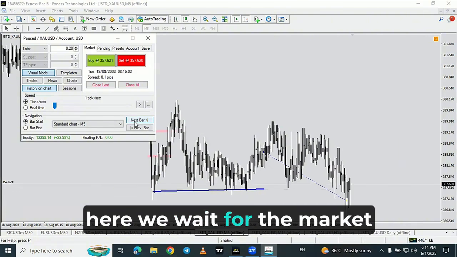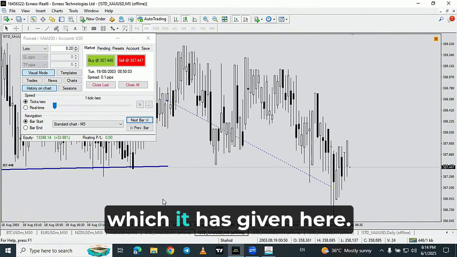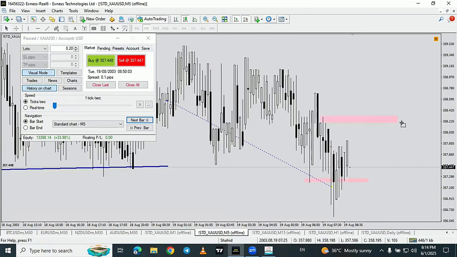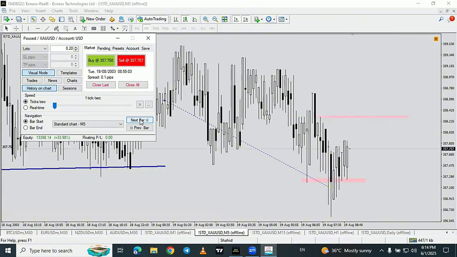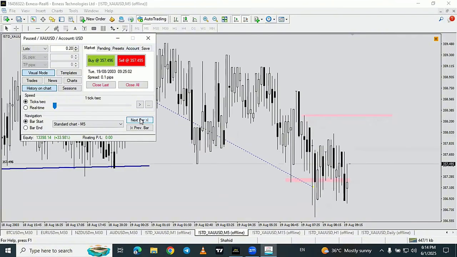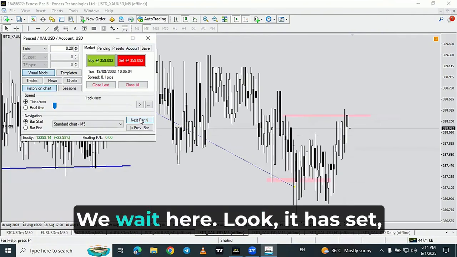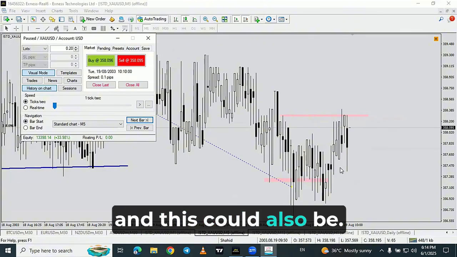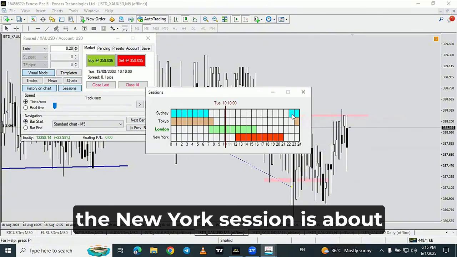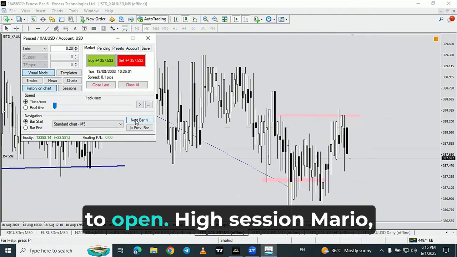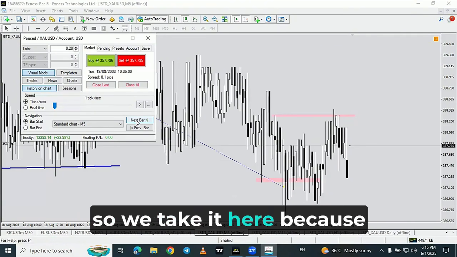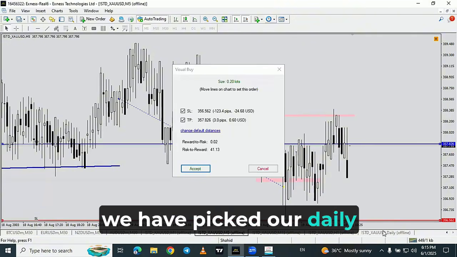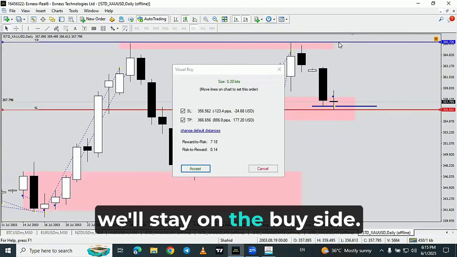So here we wait for the market structure shift again, which it has given here. We wait here. Look, it has set liquidity. Let's see, the New York session is about to open. We take it here because there is less chance of our SL hitting. Because in the market, we have picked our daily liquidity. If it happens, we'll stay on the buy side.